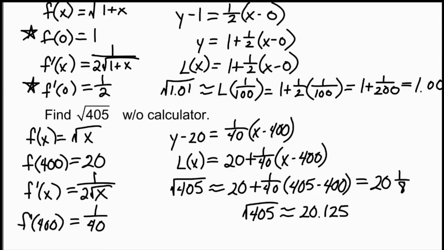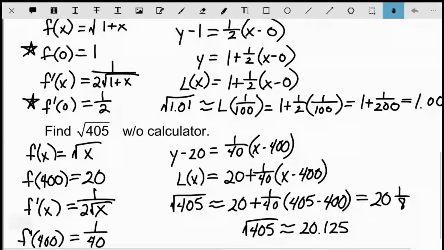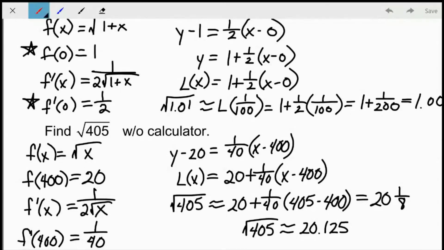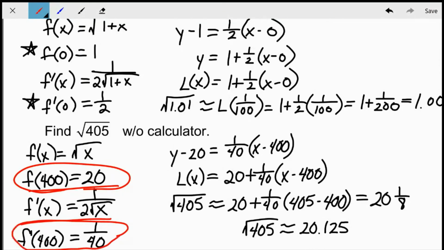Or your dx. Okay, so with mine, f of x was square root of x. And then I said, okay, I know what f of 400 is. It's exactly 20. I found my derivative. The derivative at 400 is 1 over 40. So this value and this value are the key to the whole thing. And now I get my tangent line, and then it's just rearranging the tangent line.